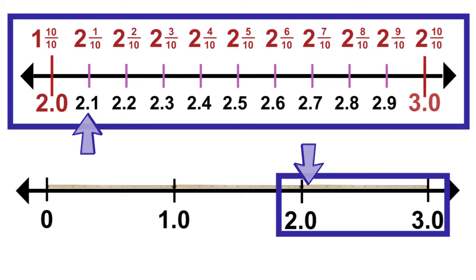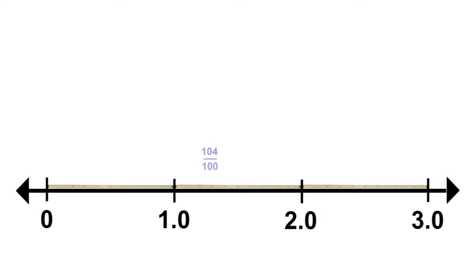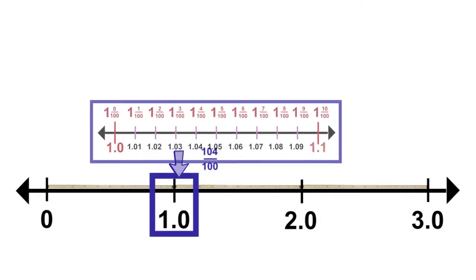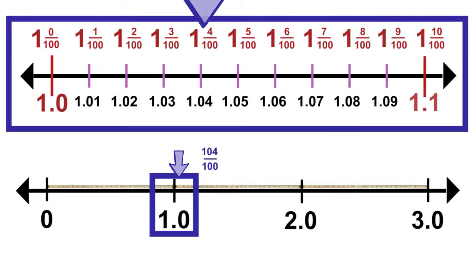Let's practice locating another decimal on the number line, 104 hundredths. As a mixed number, this is written as 1 and 4/100ths, and in decimal notation it is written as 1.04. This number is more than one whole, so it will be past the one whole mark.